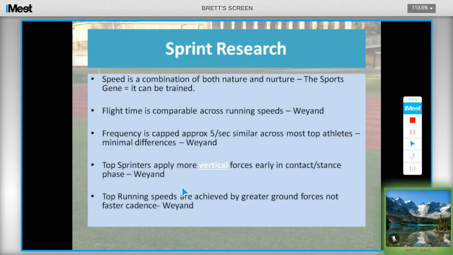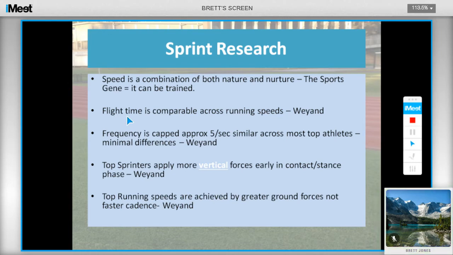So a little bit more sprint research. We know that your ability to do sport and speed and running is controlled by both nature and nurture. So it can be trained. We can make improvements, which is a positive thing. We can improve our running through practice and through training. Wayand also, through his research, looked at flight time, and he found that across varying speeds of running, flight time, or the time spent in the air, is relatively similar.